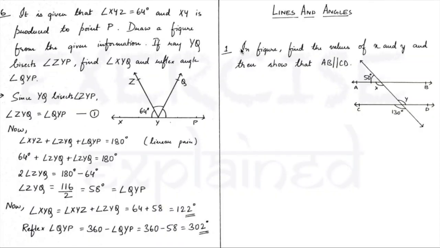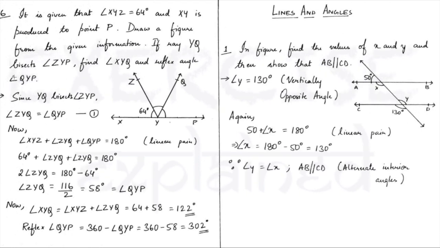Figure, find the values of x and y and then show that AB is parallel to CD. What we have got to do over here is we need to first find the value of y, and once we get the value of y, after that we need to find the value of x. If we could prove that x is equal to y, then we can say by alternate interior angle property that AB is parallel to CD.